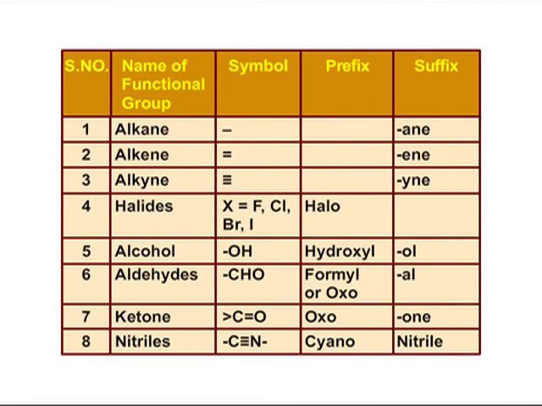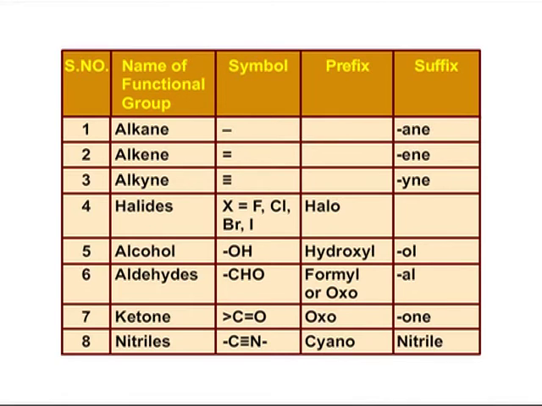For functional group alkyne, the symbol is shown in the table. Its relevant suffix is -yne. For functional group halides, the symbol is shown in the table. Its relevant prefix is halo. For functional group alcohol, the symbol is shown in the table. Its relevant prefix is hydroxy and the relevant suffix is -ol.